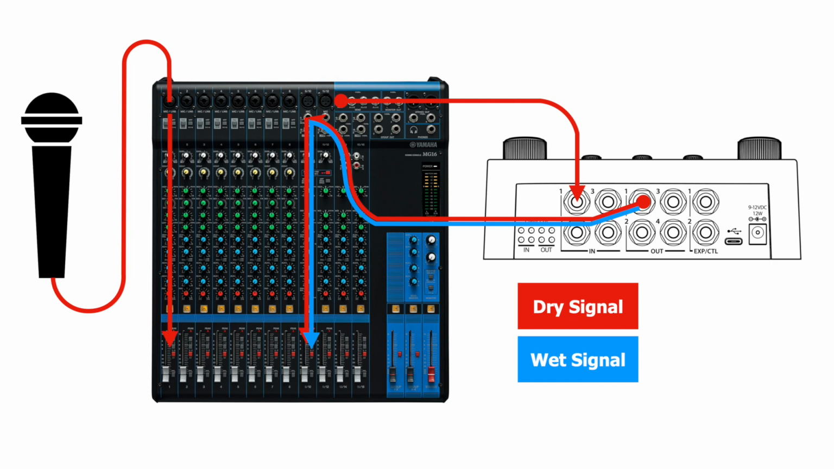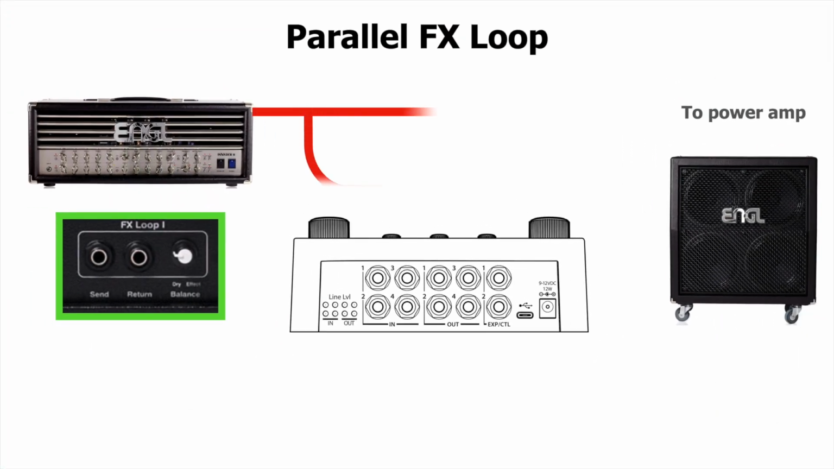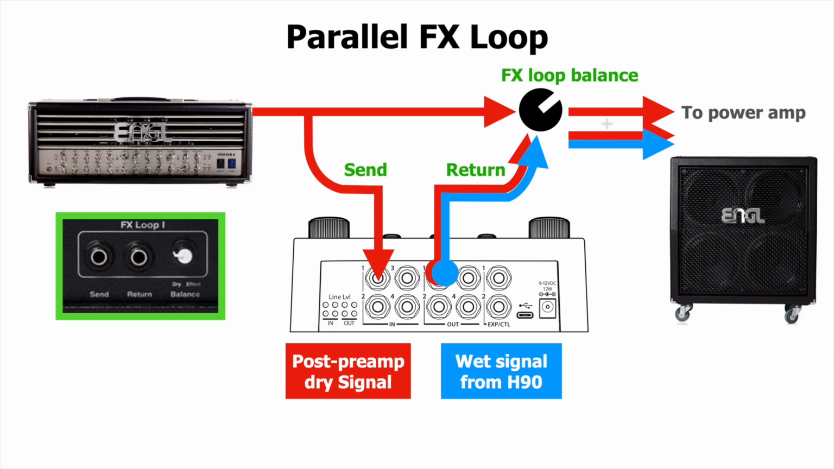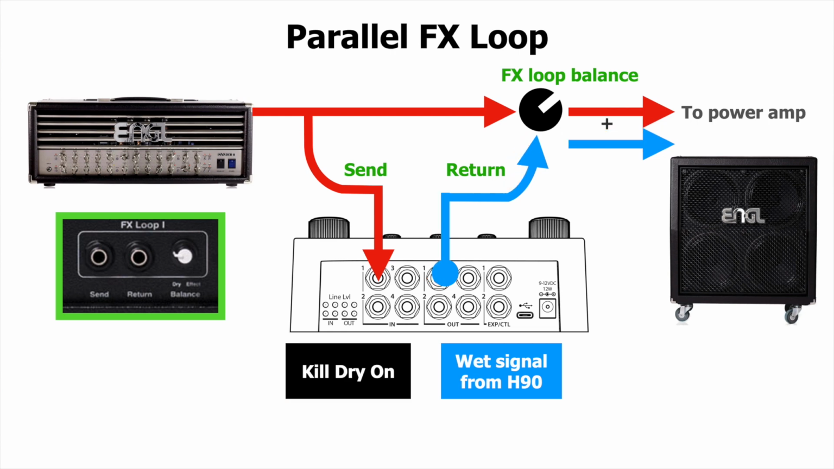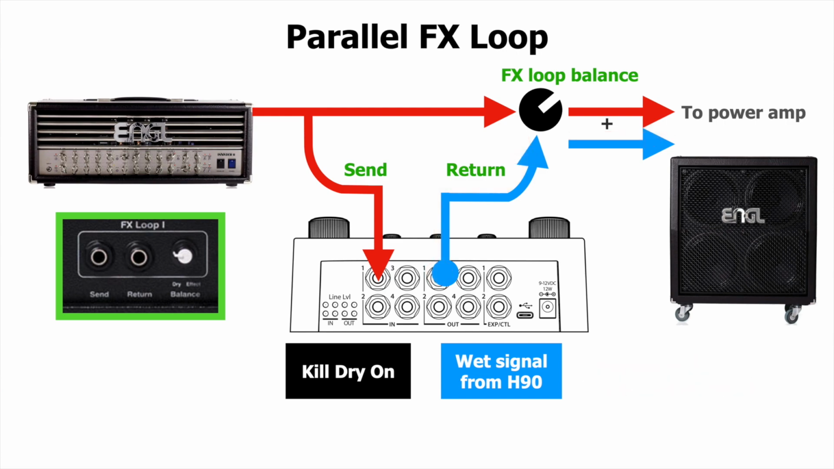This can cause unwanted comb filtering. Kill Dry eliminates this problem. Similarly, when connecting the H90 to an amp with a parallel effects loop, setting the H90 to Kill Dry eliminates any problems that may arise with comb filtering. Inevitably, running signal through any digital processor introduces enough latency that when mixed with a dry path causes phasing issues. Again, Kill Dry fixes this problem.